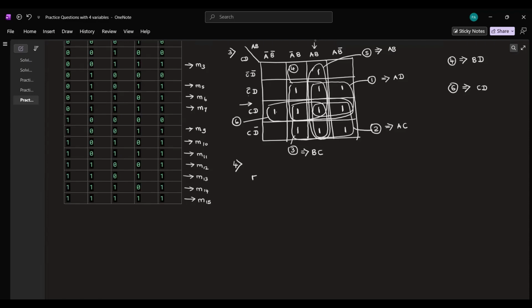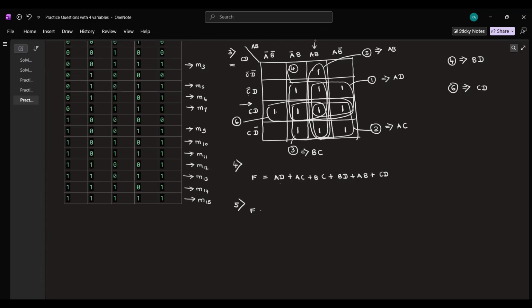So let's simplify this. F will be equals to AD plus AC plus BC plus, well, fourth one is BD plus AB plus finally CD. That's it. Now the final step, we are going to rearrange this so that we can only use one specific universal gate. There is NOR gate and then NAND gate. Here we will be using NAND gates. Since we are using min terms, we will use NAND gates. For max term, we will use NOR gates.